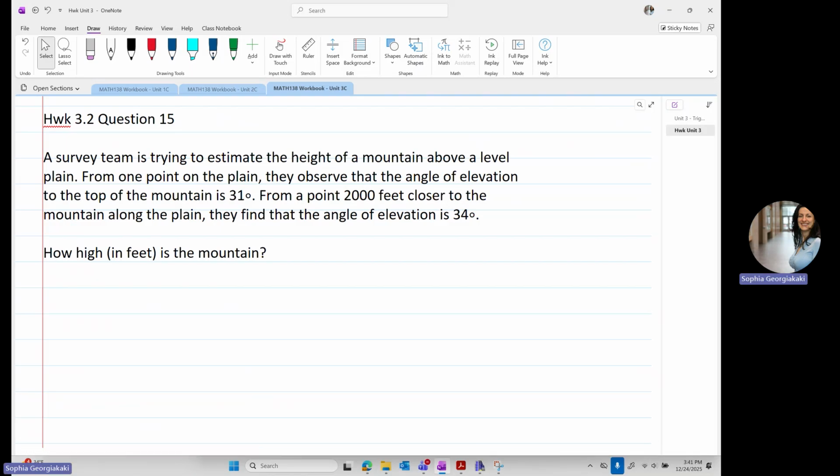So we have a plane, right? We have a level plane, so it's horizontal.